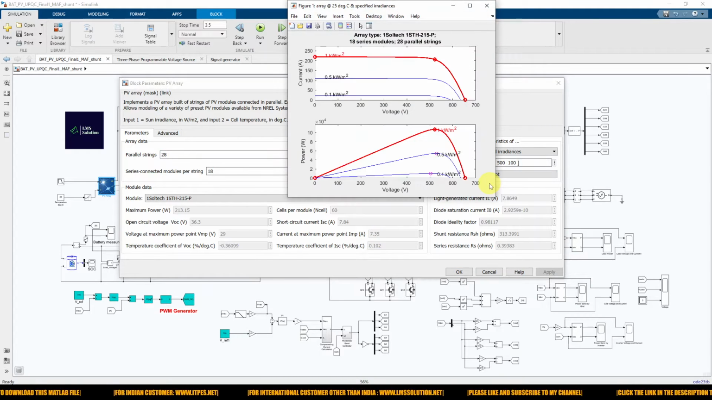So here you can see the PV characteristics. The maximum power is around 107.4 kilowatt, and the operating voltage is around 522. Okay, so the voltage will vary between 505 and 525.